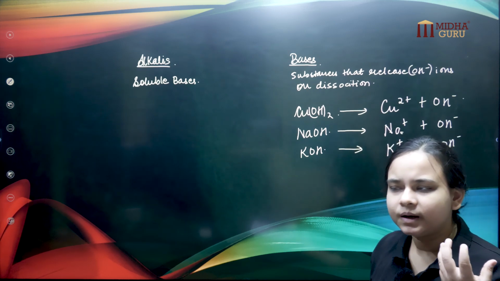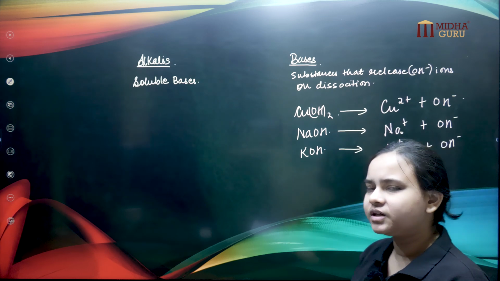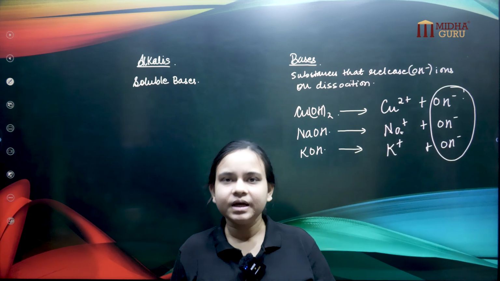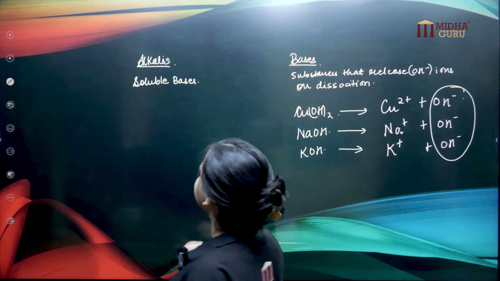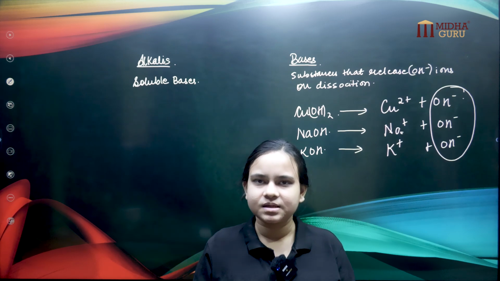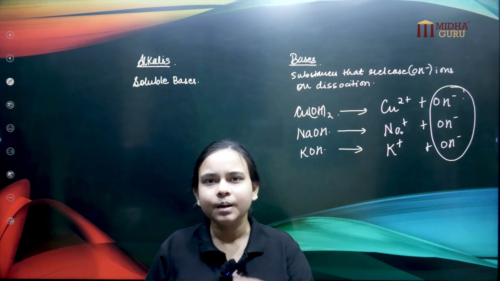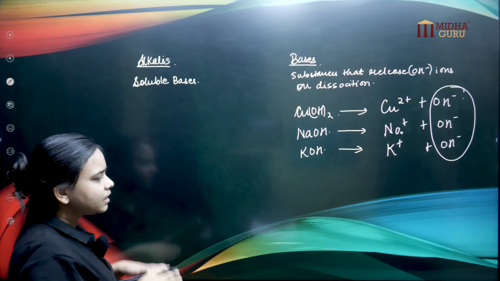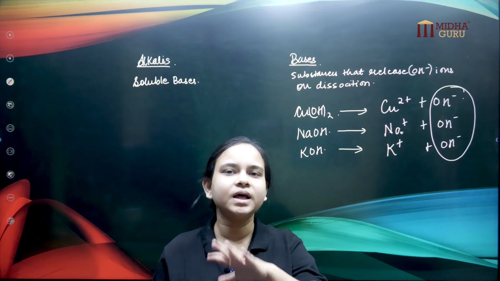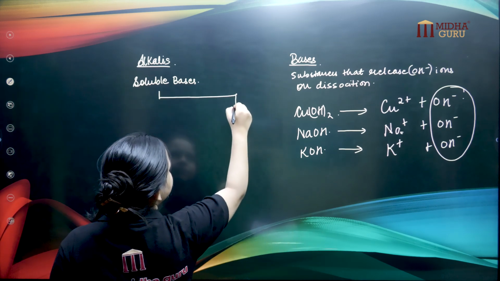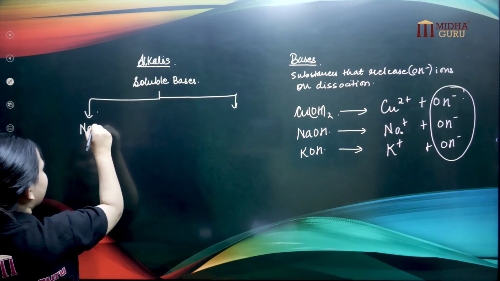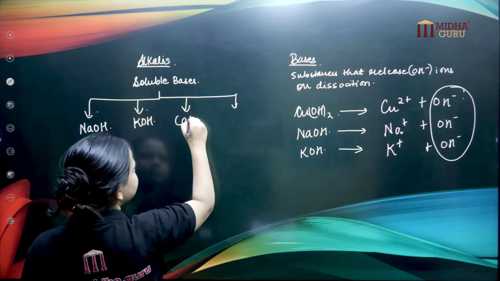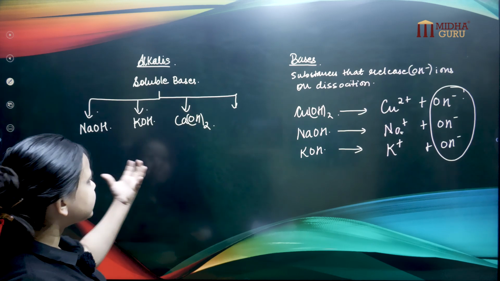So what is the common ion which we get after dissociating any base? That is OH. So any substance giving OH ions on dissociation is a base. But alkalis are soluble bases. So we must remember that all bases are not alkalis, but all alkalis are bases. There are 4 prominent alkalis, other than that, all are bases. These are NaOH, sodium hydroxide. Second is KOH, potassium hydroxide. Then we have calcium hydroxide.